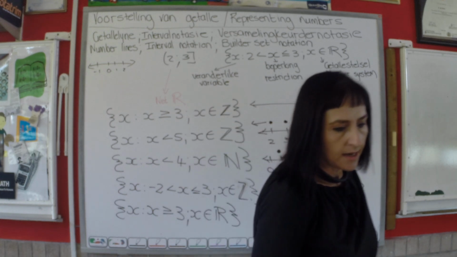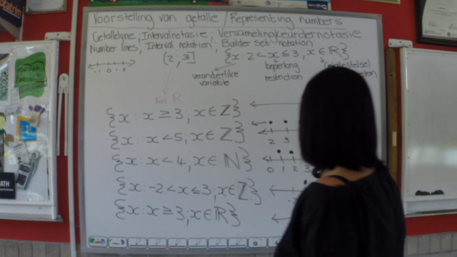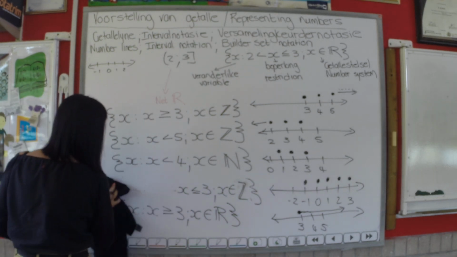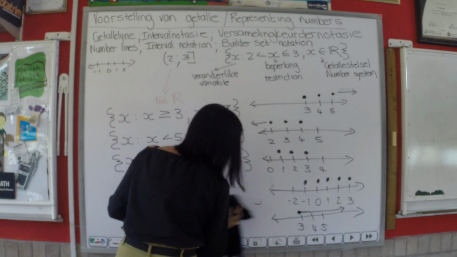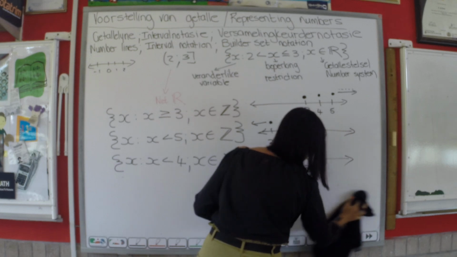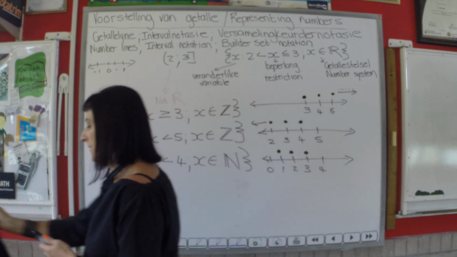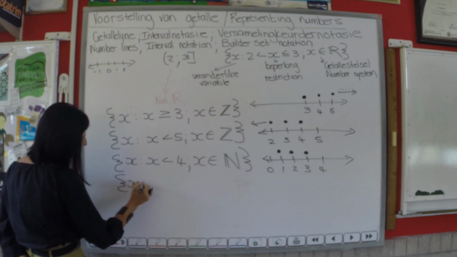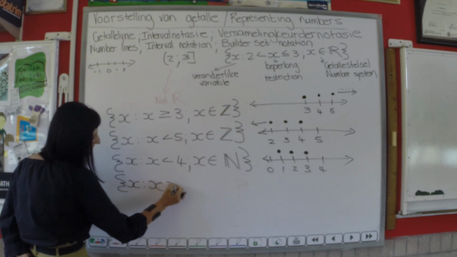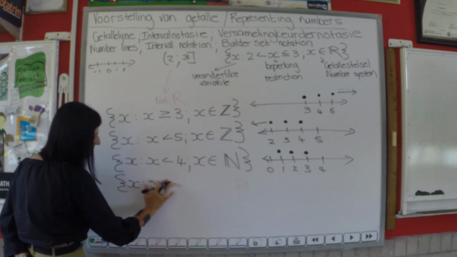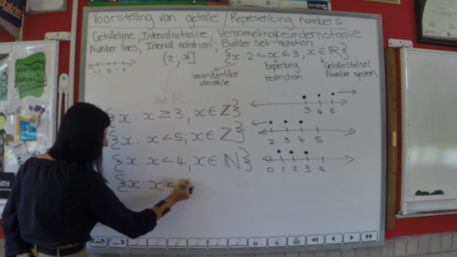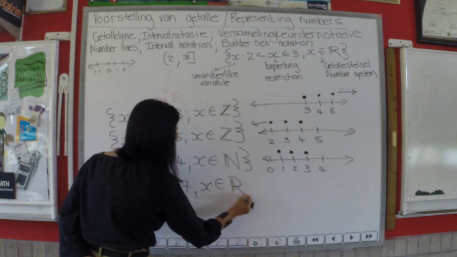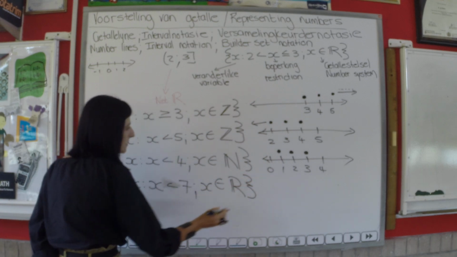Okay. Reële getalle kleiner as 7. Dis funny bracket. Kleiner as 7, that's greater than. You need a smaller than 7. And that's all the real numbers. Again, all the numbers that exist.